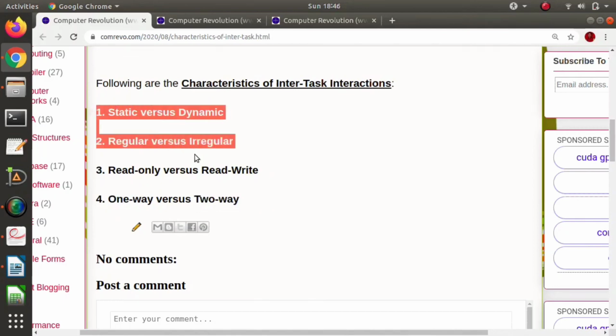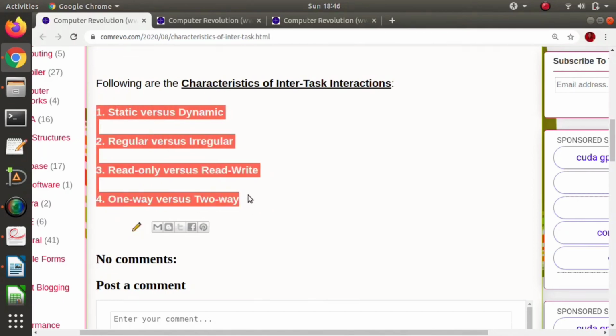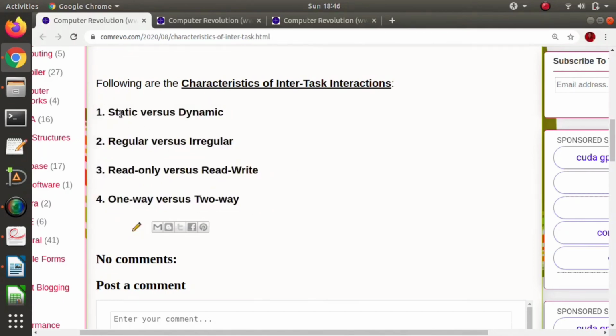So these are the different characteristics of interactions. Out of these, static, regular, read-only, one-way are simple ones and they are easy to program. While dynamic, irregular, read-write and two-way are complex and are difficult to program.